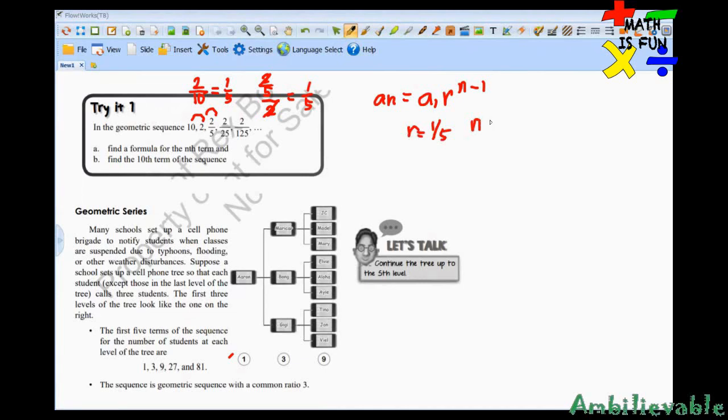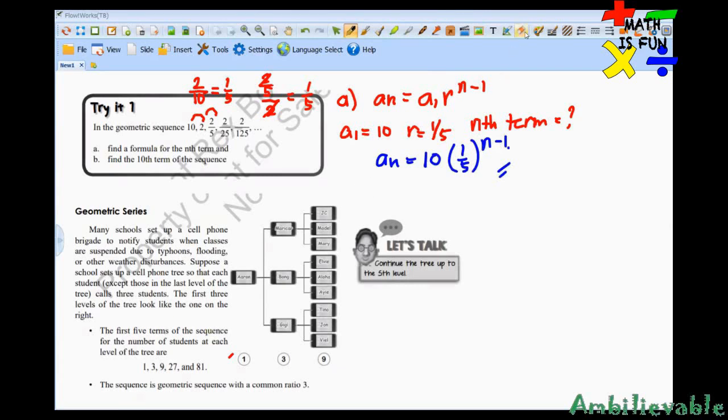So we are getting first the formula for the nth term. Since a sub 1 is given, which is 10, a sub n is equal to 10, the a sub 1, and the common ratio is 1 over 5 raised to the power of n minus 1. So this is our formula for the nth term.